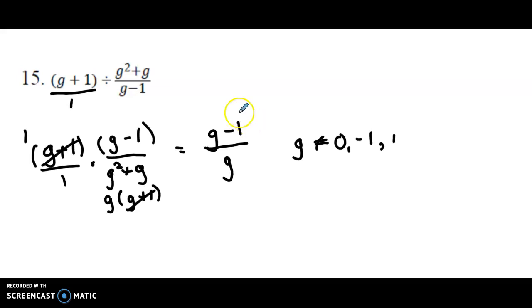Okay, hopefully you got g minus 1 over g. Remember, we can't simplify this anymore because it's a binomial with a monomial. That's a big, big idea. And one thing I'm curious about is when you did your excluded value, did you remember positive 1? Again, from the original fraction. 1 would make this 0, so we have to include that as an excluded value. So the answer here is g minus 1 over g.